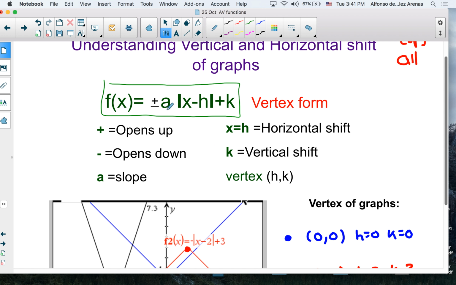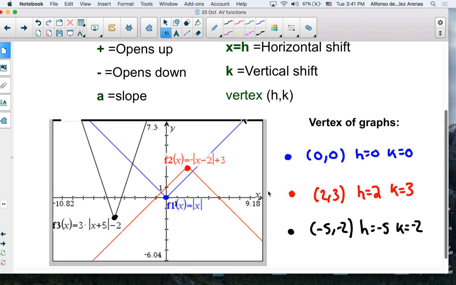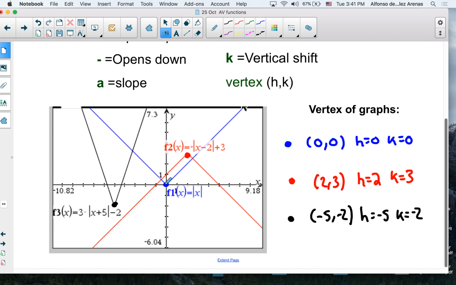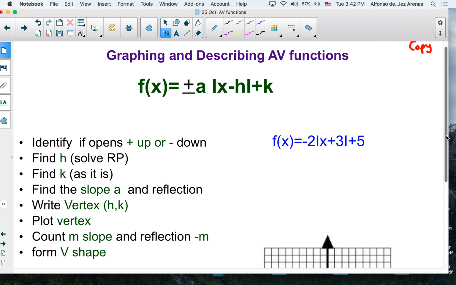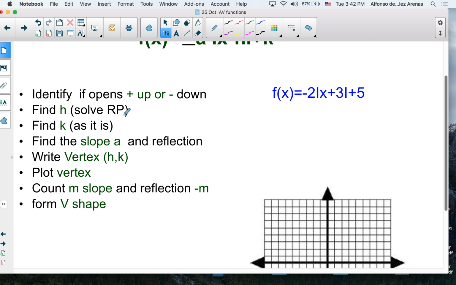A is the slope, and remember the slope always runs to the right and to the left. So for instance, check. This one has an origin of 0, 0, h and k. This one is 2 and 3, so h is 2, k is 3. This one has negative 5 and negative 2. This is h and this is k. So the vertex is the point and it's called h, k. It's right here. So this is more of the same. This will be all the changes.